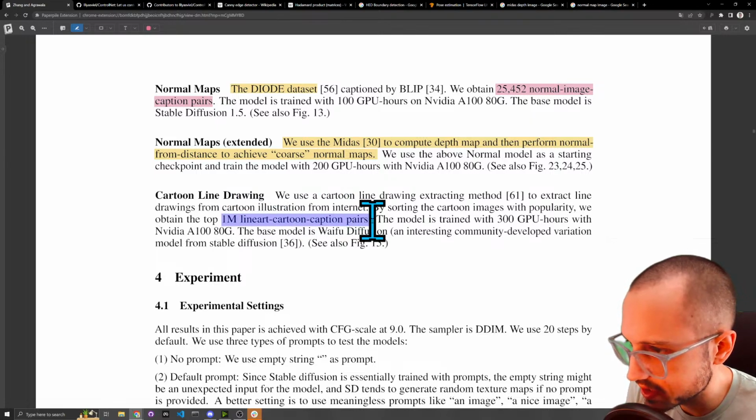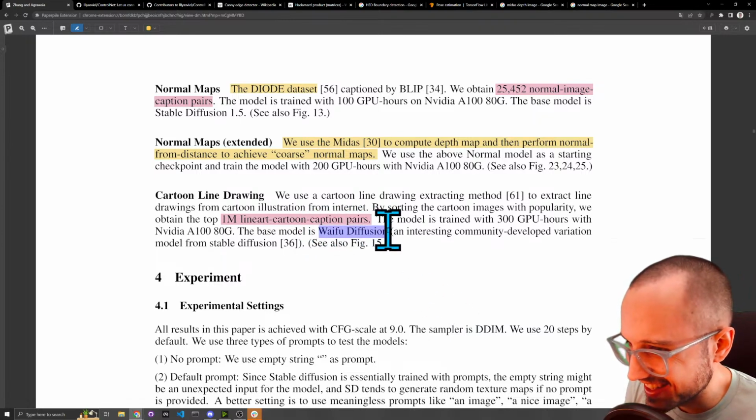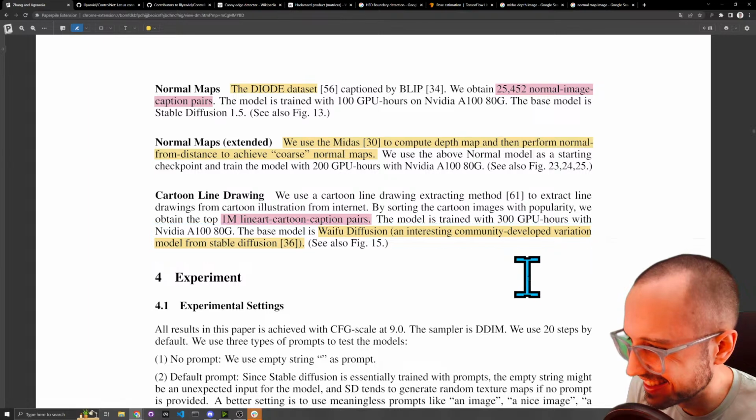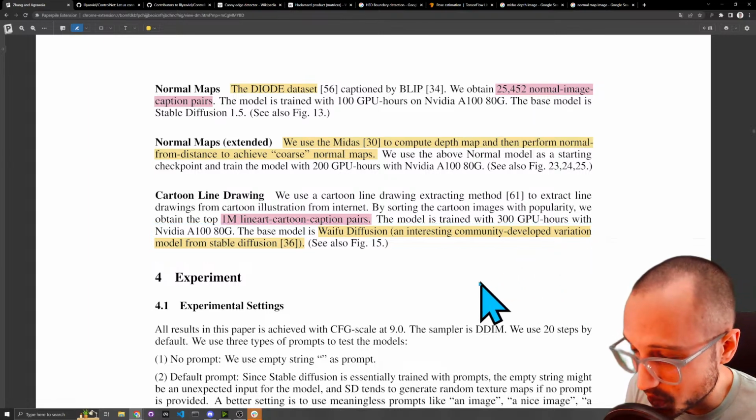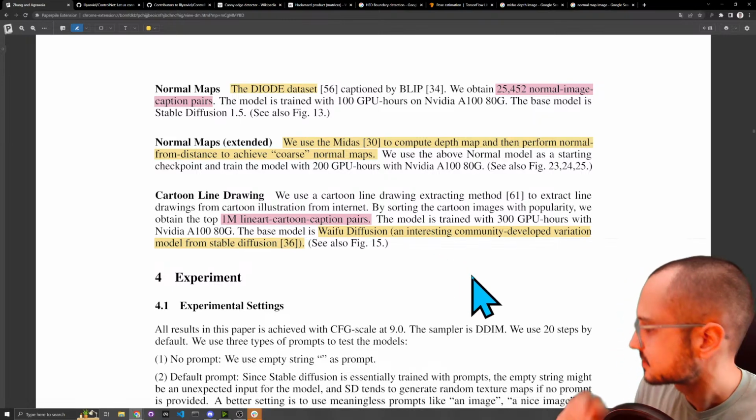Cool. Wonder where that data set is. It's iFood. All right, there you go. The word waifu is officially inside the machine learning literature.